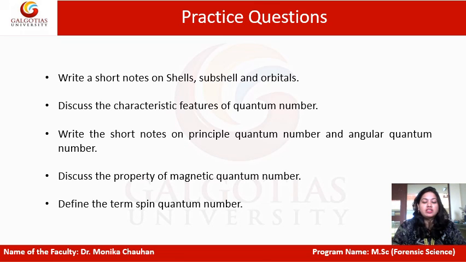Based on our presentation, now I will give you some practice questions. Write short notes on shell, subshell and orbitals. Discuss the characteristic features of the quantum numbers. Write down short notes on the principal quantum number and angular quantum number. Discuss the properties of the magnetic quantum number and define the term spin quantum number.